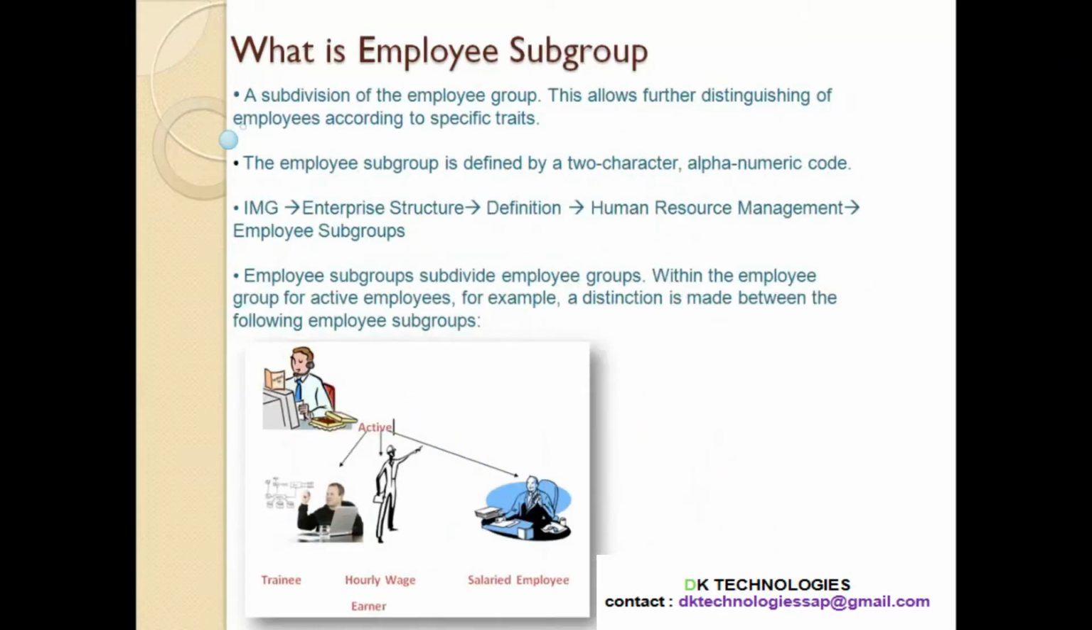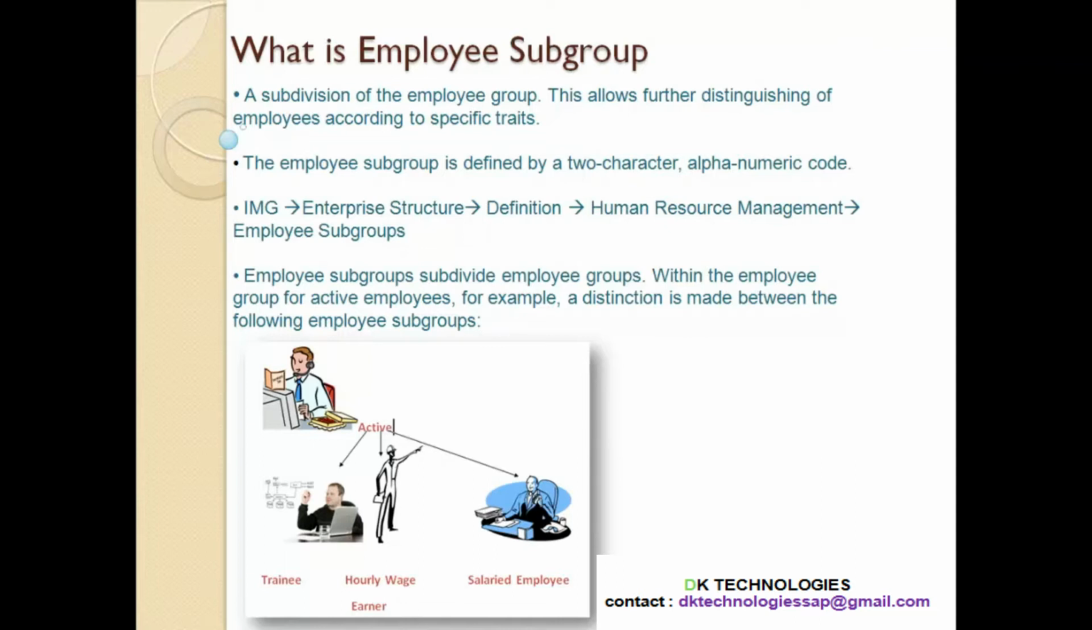Now what is employee subgroup? Employee subgroup is a subdivision of the employee group, meaning that I am an active employee, meaning I am working in the company, but I can be salaried employee, or I could be hourly wage earner, or I could be trainee. Because even though I'm active, again there is a subdivision under active, meaning a subdivision of the employee group is nothing but employee subgroup.